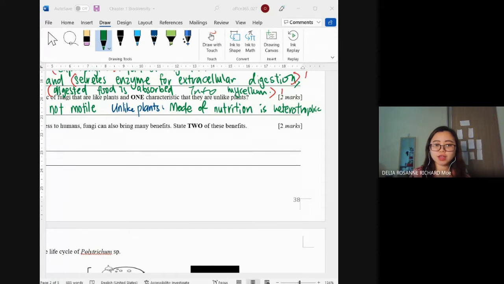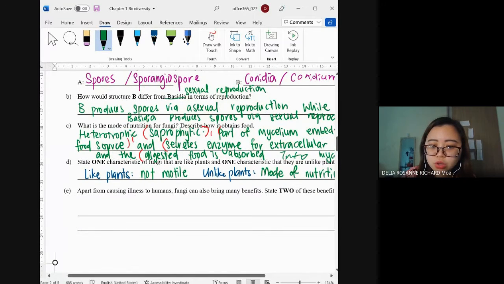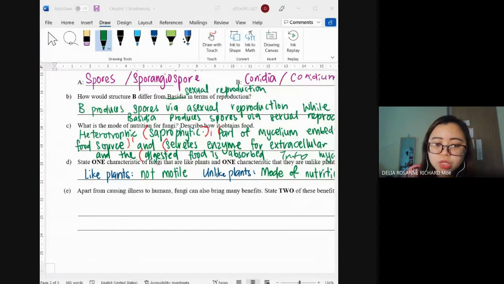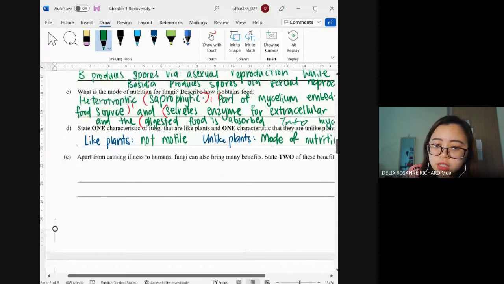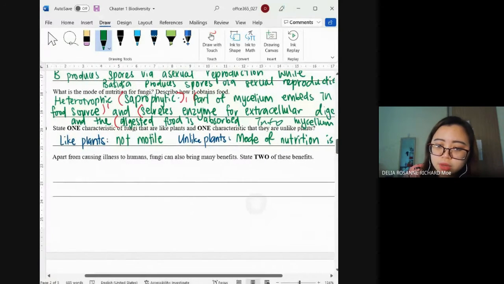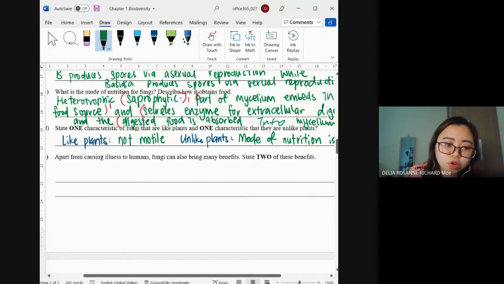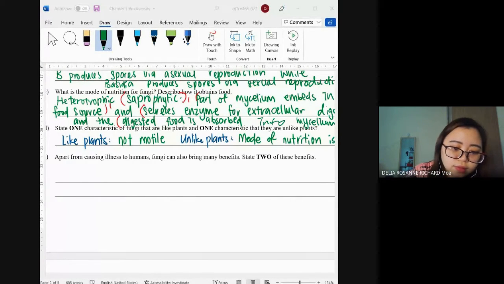All right, thank you for your answers, everybody. Okay, if you have any more questions, feel free to ask. Any more? Okay, so I think that's good. I can continue to 2E. Apart from causing illness to humans, fungi can also bring many benefits. State 2 of these benefits. Any answers for this one?